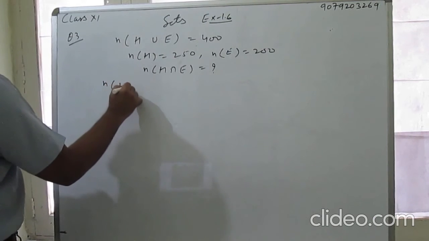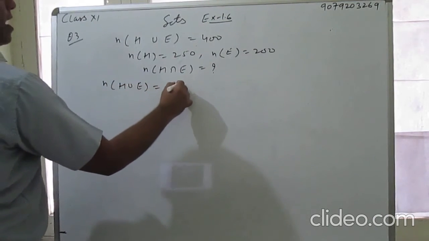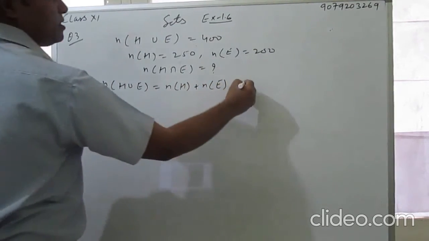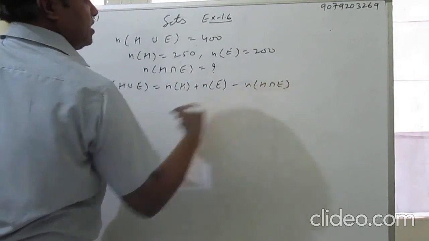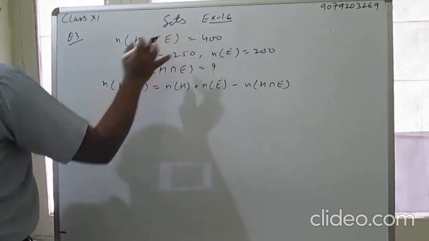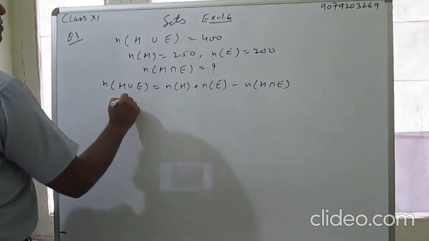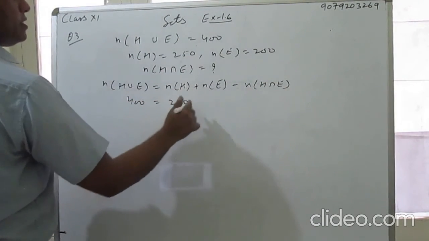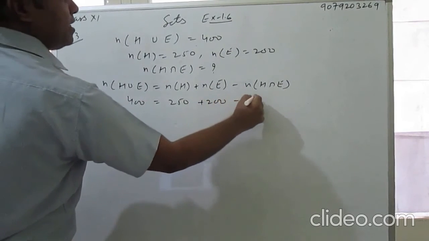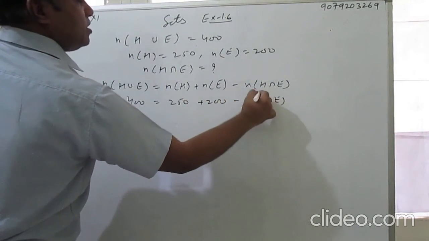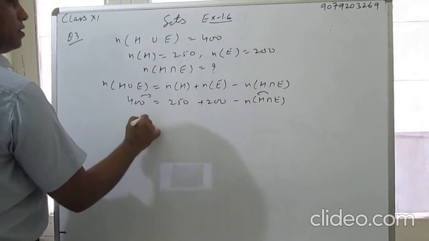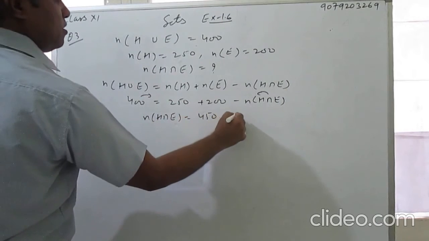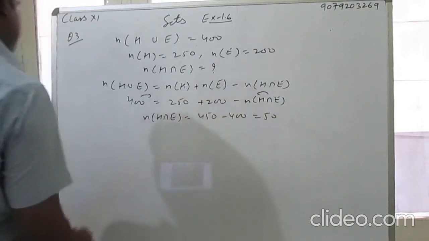We know that n of H union E is equal to n of H plus n of E minus n of H intersection E. Now you can see that 400 is equal to Hindi 250 plus English 200 minus n of H intersection E. Take this to that side, and that to this side. So n of H intersection E is equal to 450 minus 400, which is equal to 50.